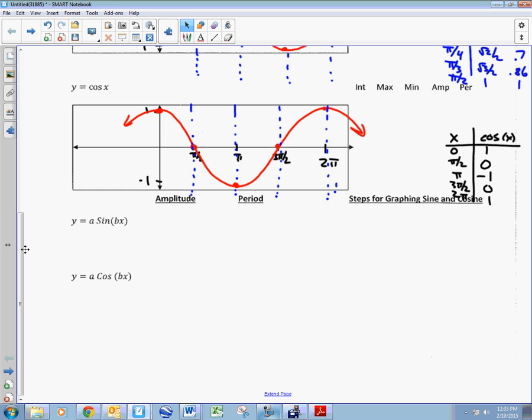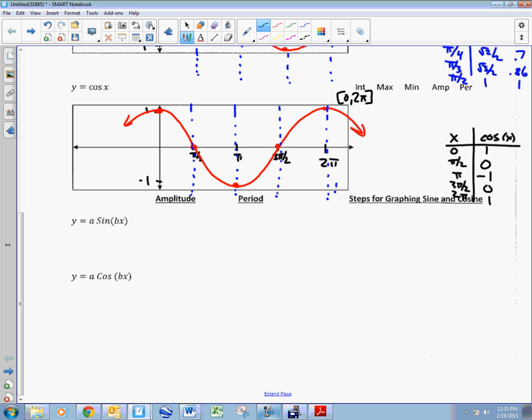Cosine has to do with x. Where is x positive? Which quadrants? 1 and 4. Look, the graph is positive. It's above the x-axis in the first quadrant and in the fourth. Cosine is negative in the second and the third. There, it's below the x-axis. These are the parent graphs for sine and cosine.